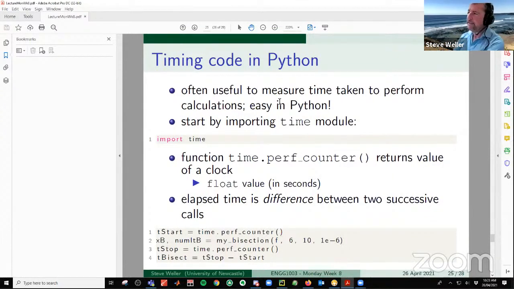And it's really easy in Python. There are a number of ways of doing it. I'm going to show you what I think is pretty much the simplest way, and I'd recommend that you use this too in cases where you want to time code. I'm doing it here because what we're aiming to do in the last couple of slides is make a timing comparison between the secant method and the bisection algorithm.